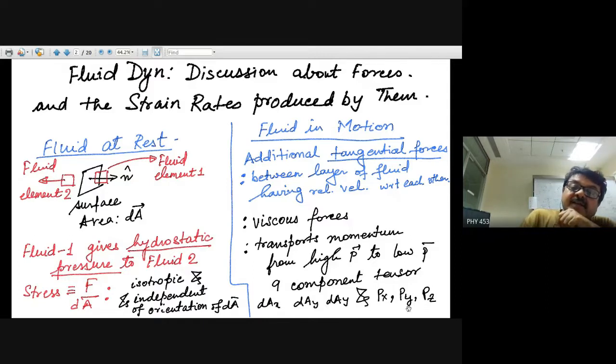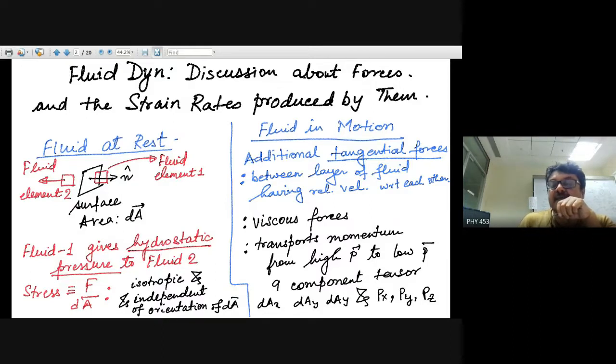So each component of momentum, px, py, pz, can be transported because of viscous forces. Momentum transport can happen along any direction. So py can be transported across a surface element dA_z, suppose, and px can be transported across a surface element whose normal acts along the y direction. So there can be different combinations.